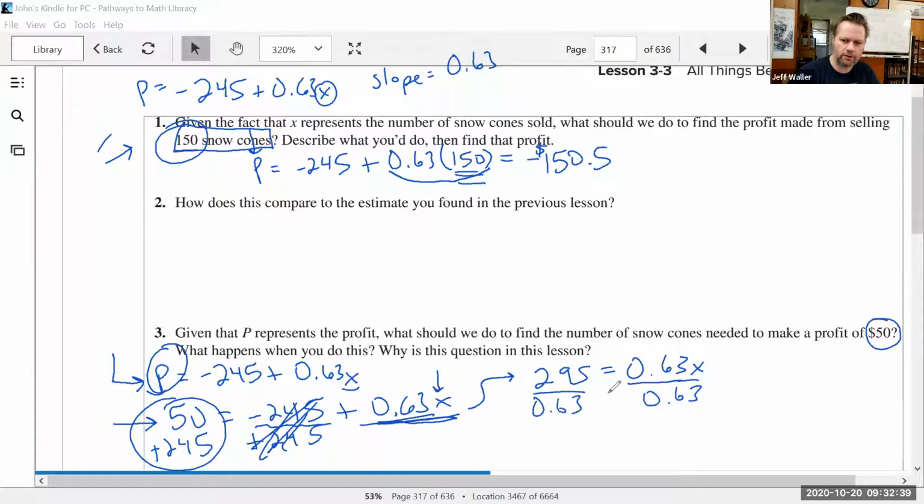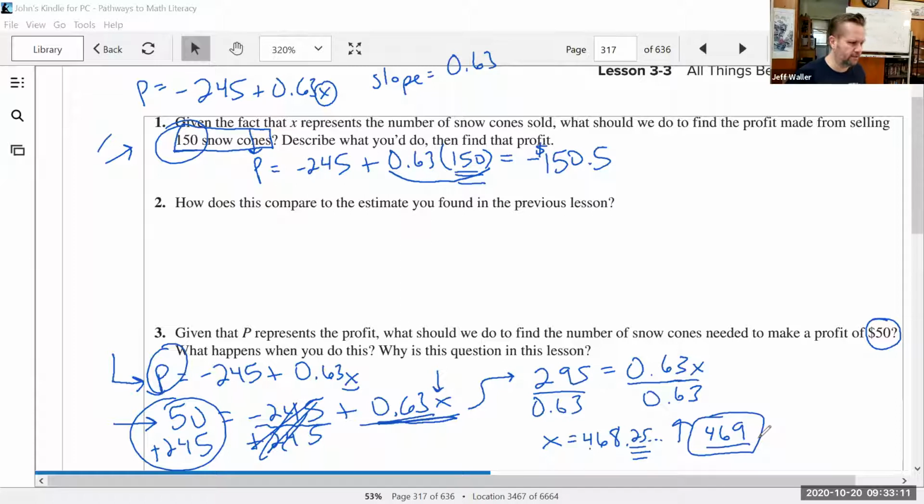And you just throw that in the old calculator. And what do you get? 468.25 and more numbers. So I'm going to round it up to 469 because I'm not going to sell like a quarter of a cone, right? Not in my business. Oh, you're a little kid, just want a quarter of a cone. I don't do that here. I sell whole cones. Go away. So round that bad boy up to make a whole number of cones.